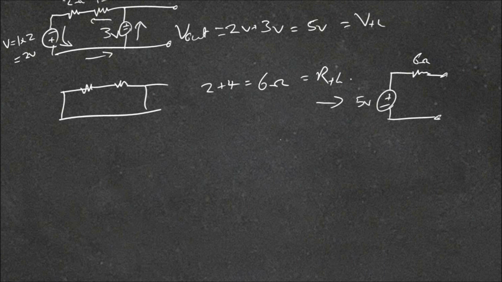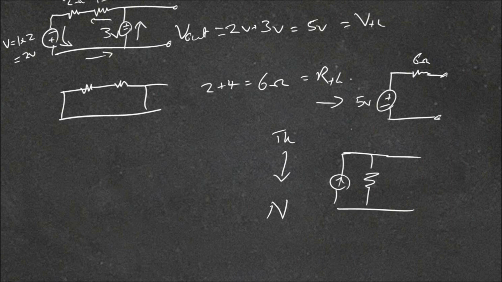And it's possible to convert this to a Norton equivalent. So to convert from Thevenin to Norton, you would write, instead of this voltage source, you'll have a current source with a resistor in parallel. Just like we did with the source transformation, this would still be 6 ohms, and the current, I, would be equal to our voltage, 5 over 6, which is about 0.83 amps.